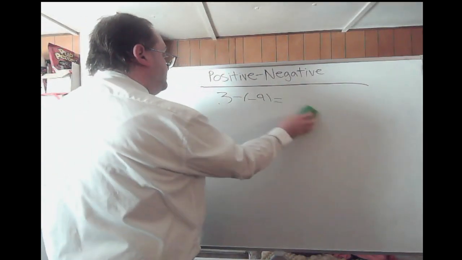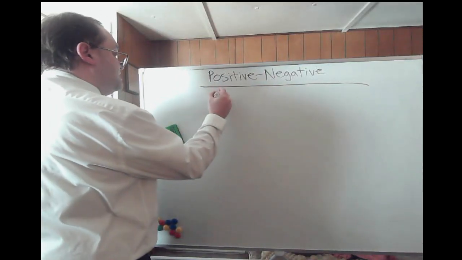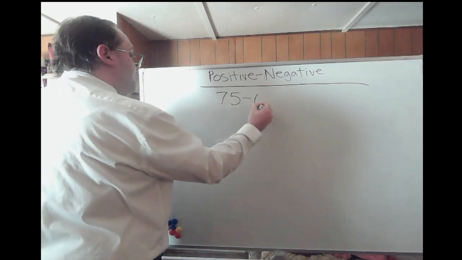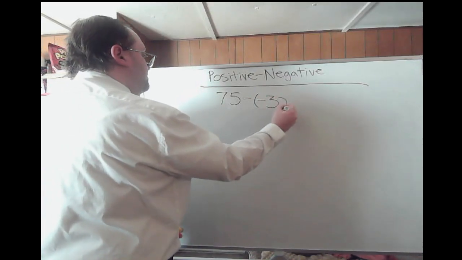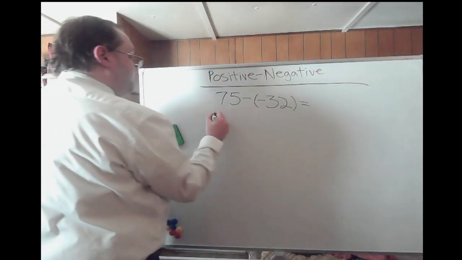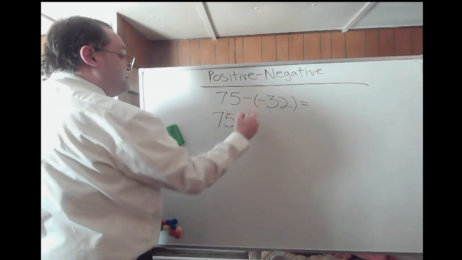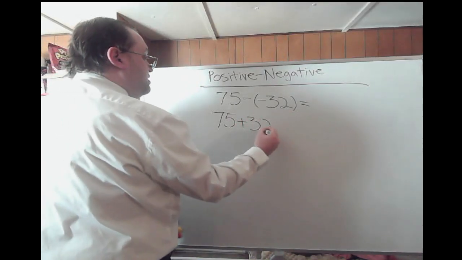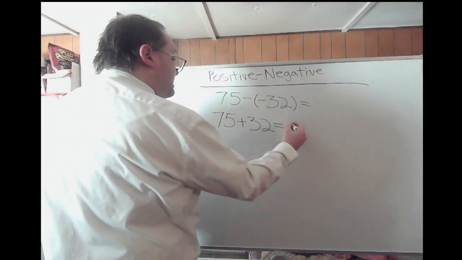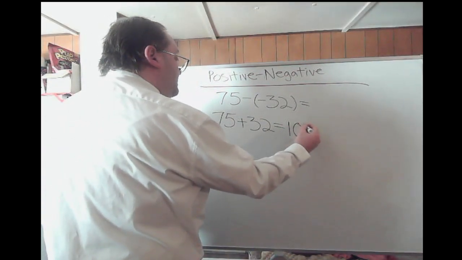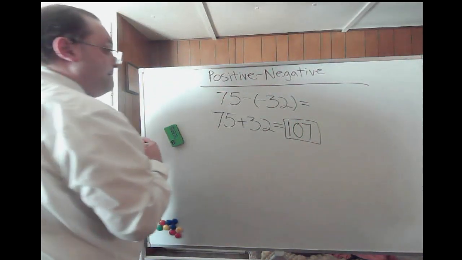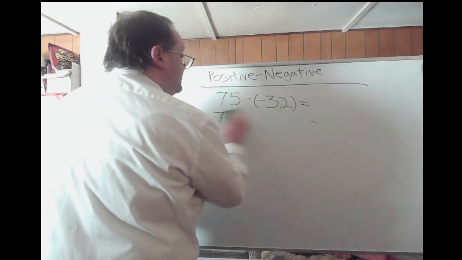Alright. Let's say we have 75 minus negative 32. Okay? So, of course, you're going to have 75, but minus negative 32 means plus 32. We just turn this into a normal addition problem. 75 plus 32, that's going to equal 107. So your answer would be positive 107 for that. So positive minus negative is pretty easy.